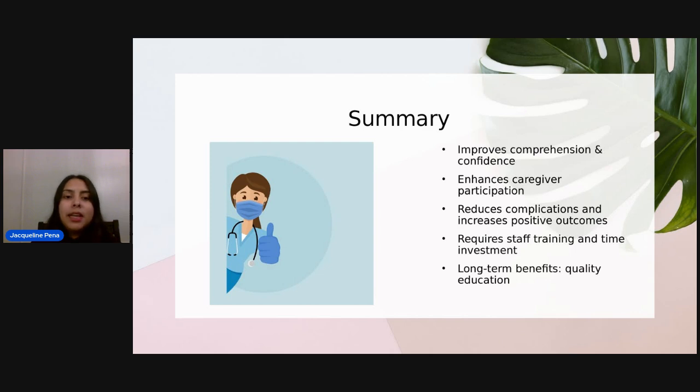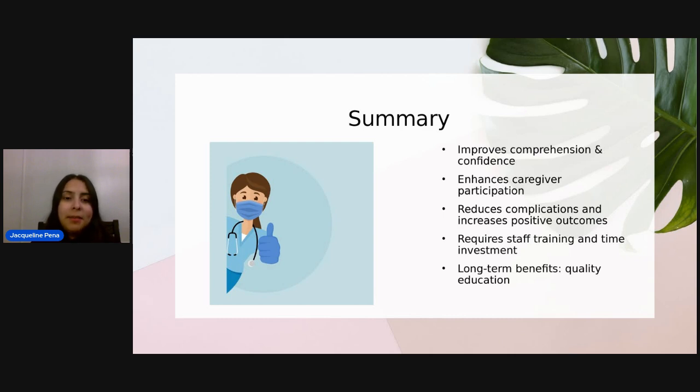So in summary, the TeachBack method is a proven and effective way to strengthen patient education, especially in pediatric specialty clinics where caregiver understanding is essential. It helps ensure clear communication, supports health literacy, and encourages caregivers to take an active role in their child's care. This results in better outcomes, fewer complications after procedures, and more confidence in caregivers and even the children.